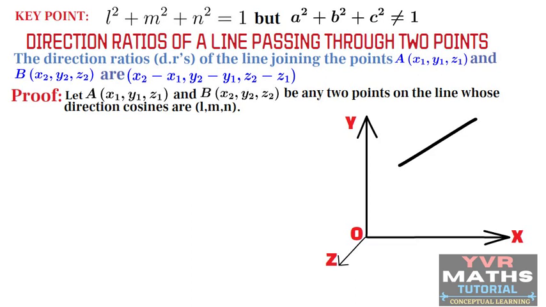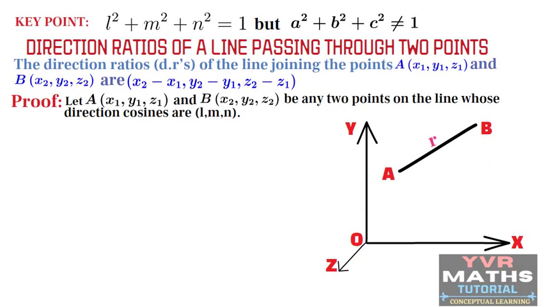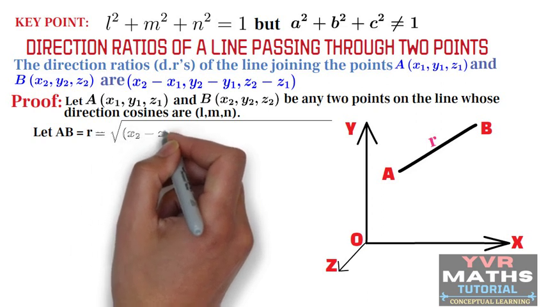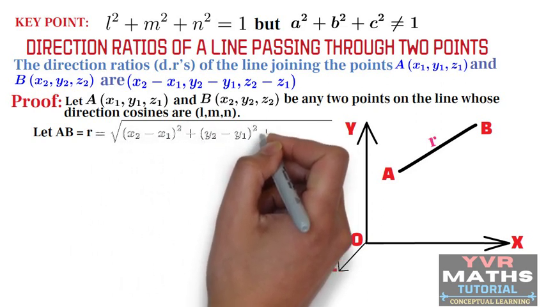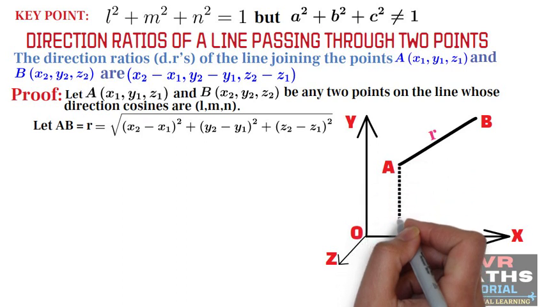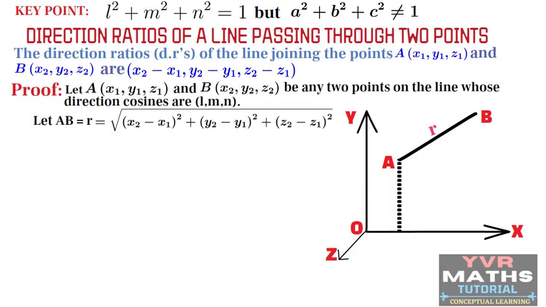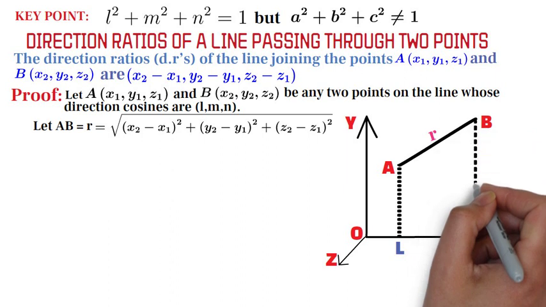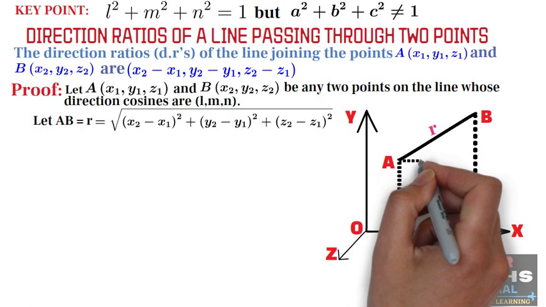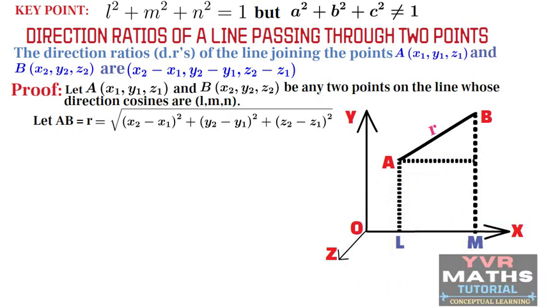Draw a line segment AB in the space. Let AB is equal to r, which is nothing but the distance between the points A and B, which is nothing but under root of (x2 minus x1) whole square plus (y2 minus y1) whole square plus (z2 minus z1) whole square. Now draw a perpendicular from A onto the x-axis and then draw a perpendicular from B onto the x-axis. Now you can draw a perpendicular from A onto the line BM.